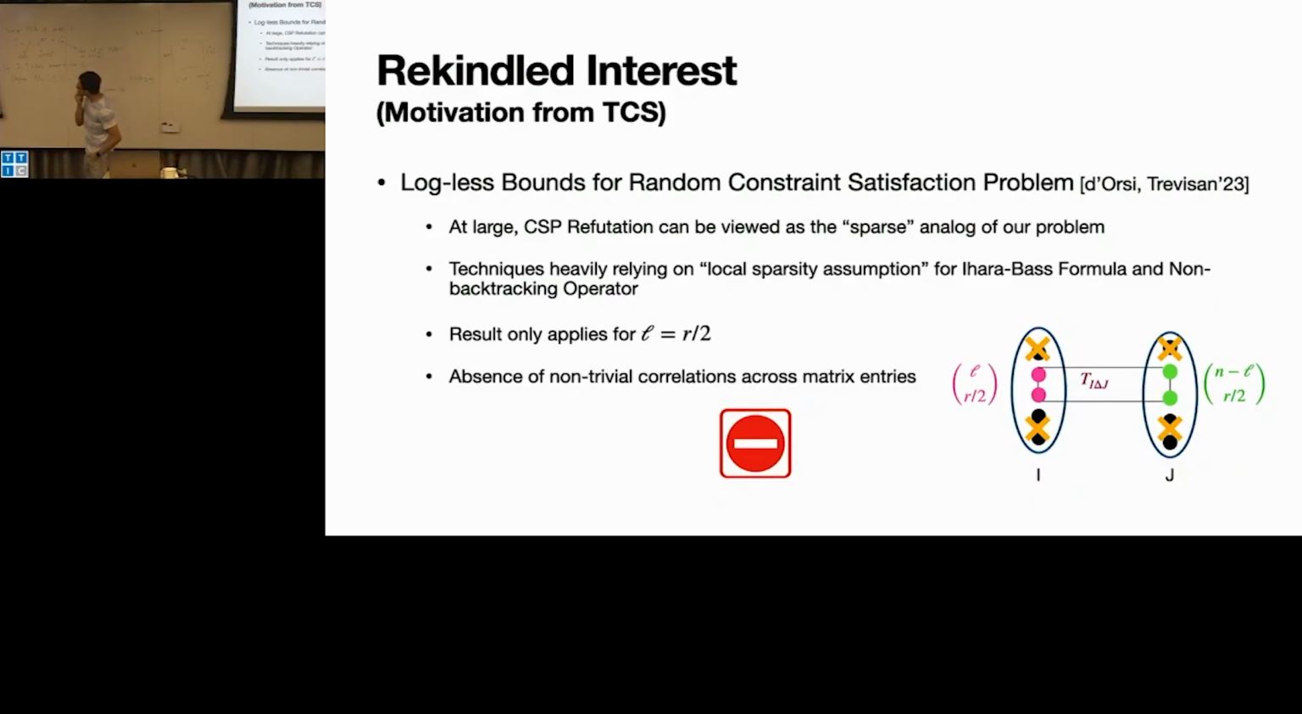So the previous techniques coming from CSP refutation do not apply because we are in the dense case and there is the restriction on L.